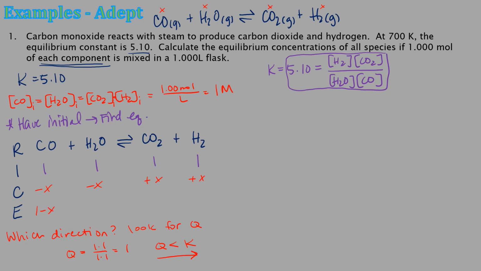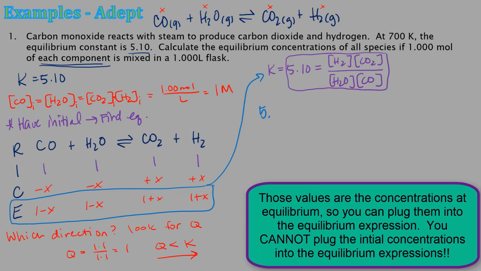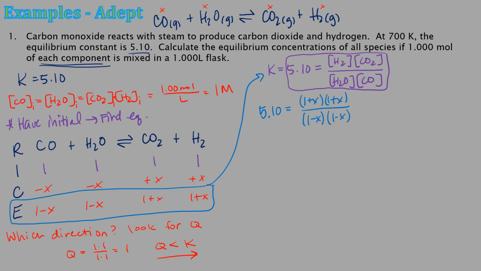So this will be 1 minus x, this will be 1 minus x, this will be 1 plus x, and this will be 1 plus x. So then I can take these values here and plug them in to my equilibrium expression, and then I can solve for x. So I'm going to have 5.10 is equal to 1 plus x times 1 plus x divided by 1 minus x times 1 minus x. So then what I basically have is 1 plus x squared over 1 minus x squared.